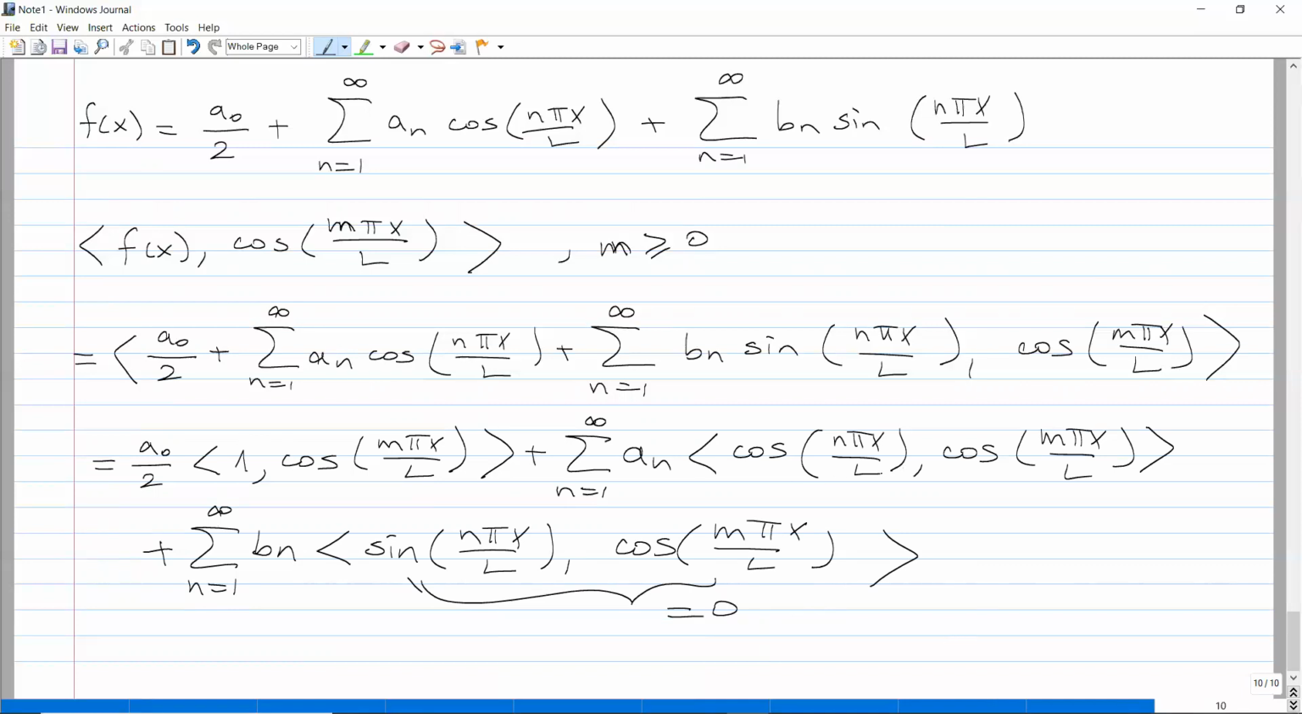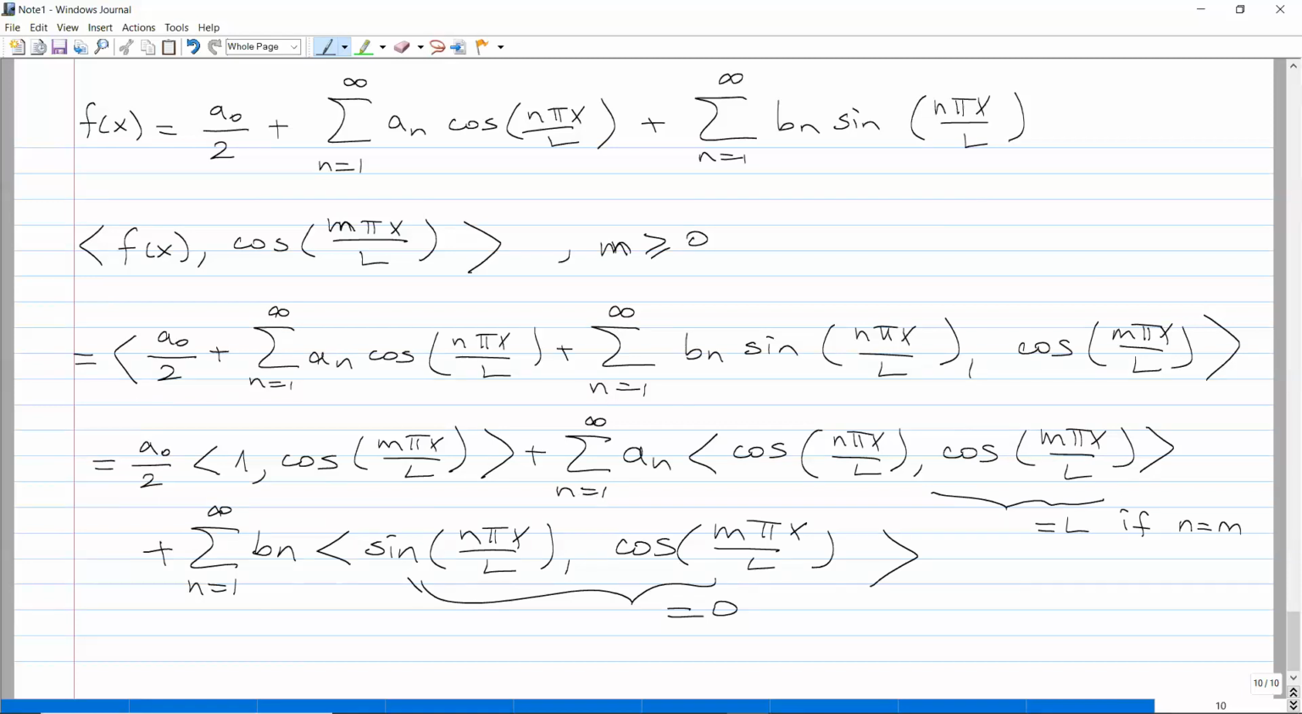The inner product of cosine n pi x and cosine m pi x, what is it equal to? It is equal to 2L if both of them are 0, but n starts from 1. Even if m is 0, n cannot be 0. So this case cannot happen. If n is equal to m, it is L. Both of them cannot be 0. All right?